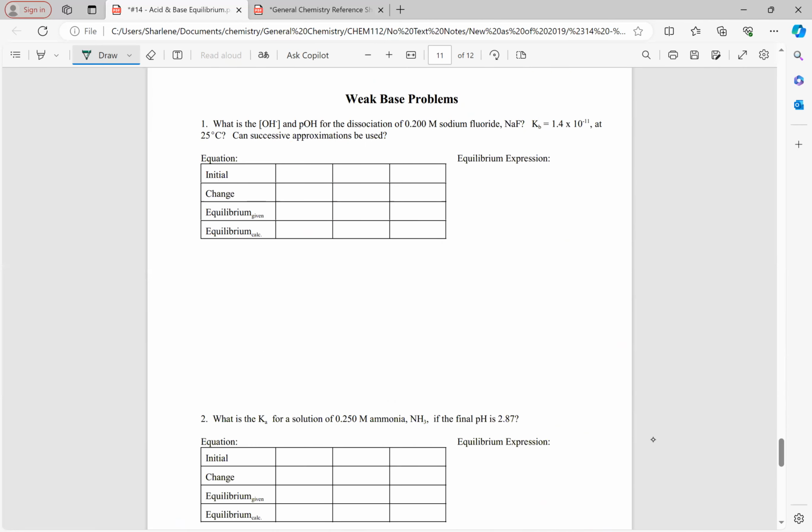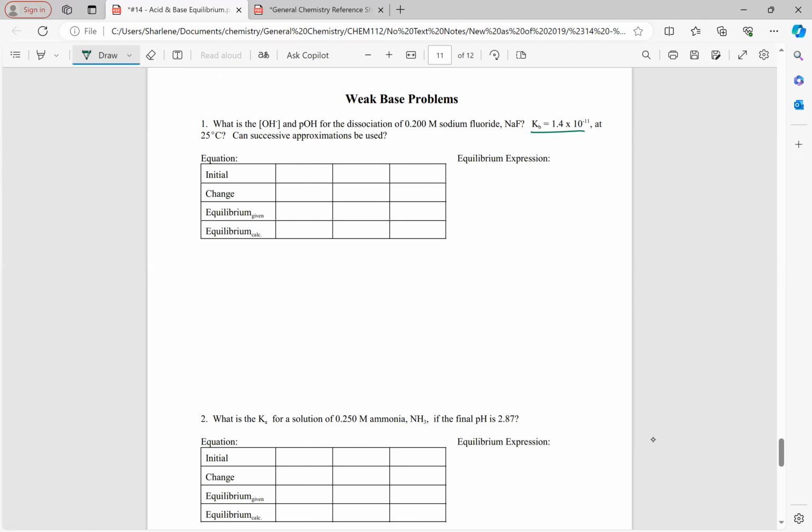All right. What is the hydroxide and the pOH for the dissociation of 0.2 molar sodium fluoride? And notice I'm giving you the Kb, but you would be able to get that off of your reference sheet. And can successive approximations be used? I cannot stress enough, this is the exact same setup. It's just a base instead of an acid.